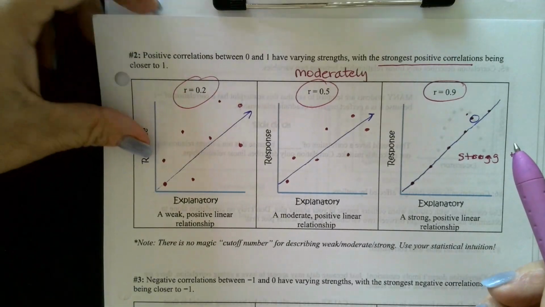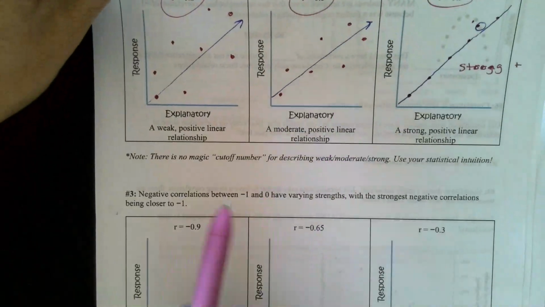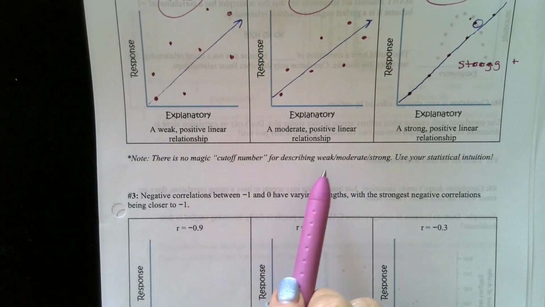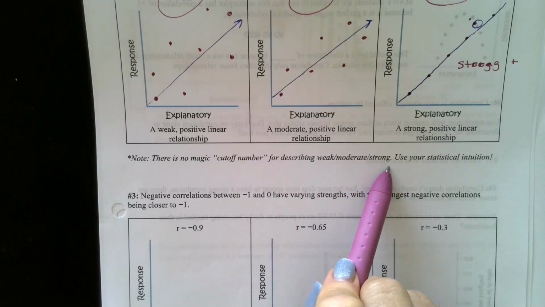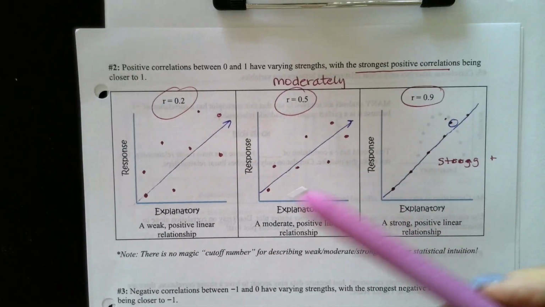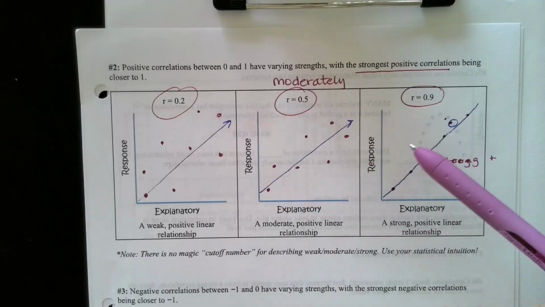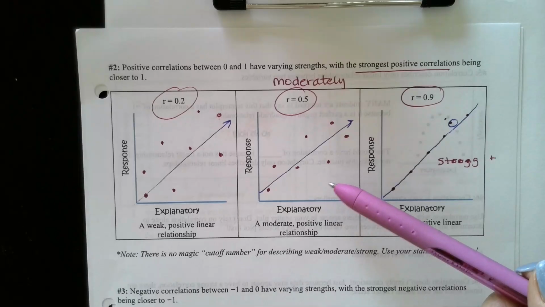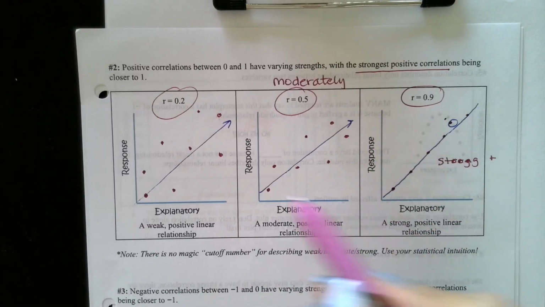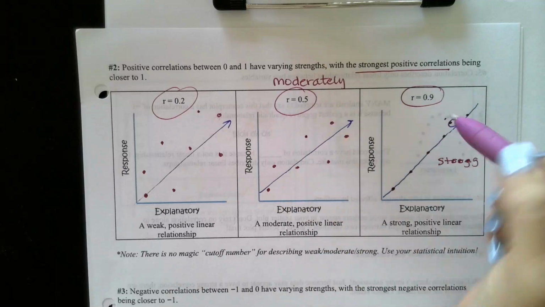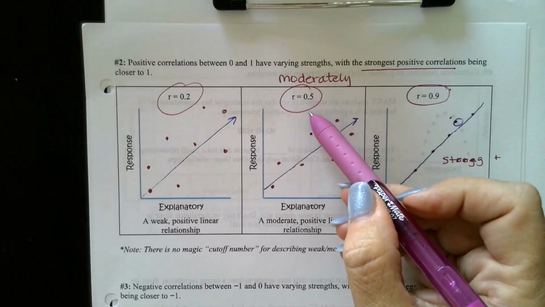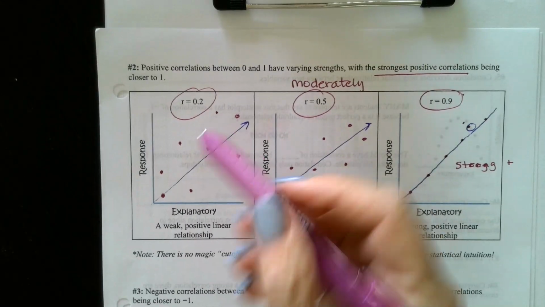Okay? Now, here's the thing. This is important. We talk about this being subjective. There's no magic cutoff number for describing weak, moderate, and strong. That's why a minute ago when I drew that, I said I probably would have called that middle one strong instead of moderate, depending on when I drew this. So even with these numbers, we know that a high number is going to be strong, a mid number is going to be moderate, and a low number is going to be weak.